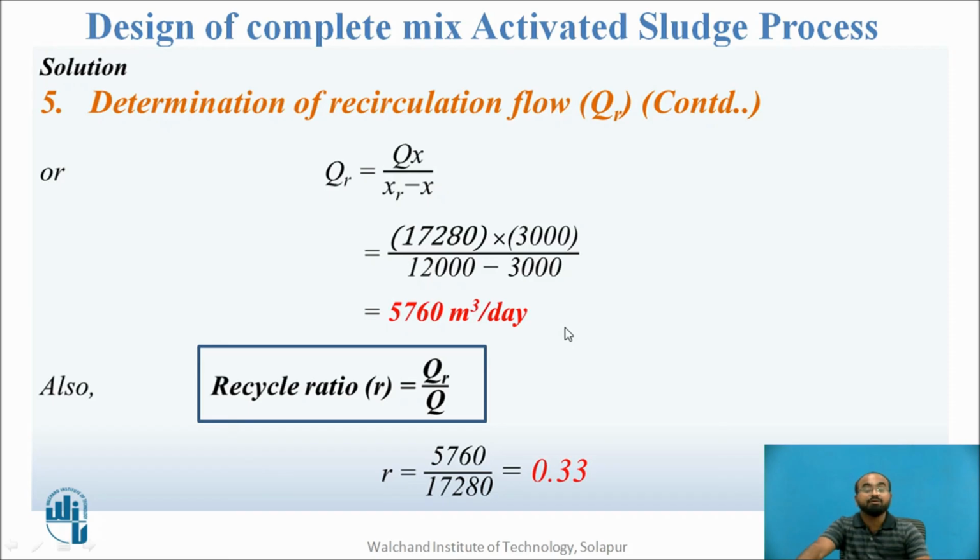I can easily calculate recirculation ratio also, that is my QR by Q, that is 5760 divided by 17280, that is 0.33. It means that 33% of the sludge which is produced will be recirculated, and the remaining 66.66% or 67% will be wasted out.